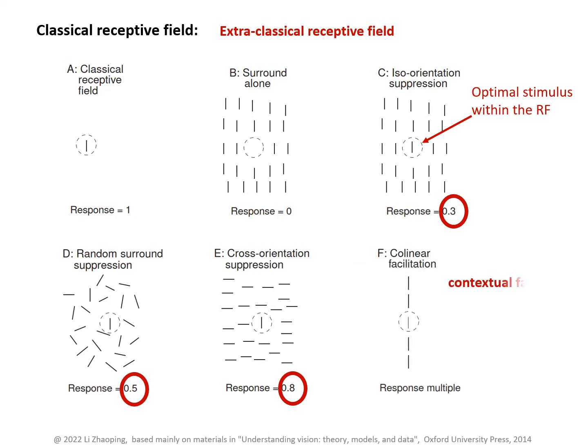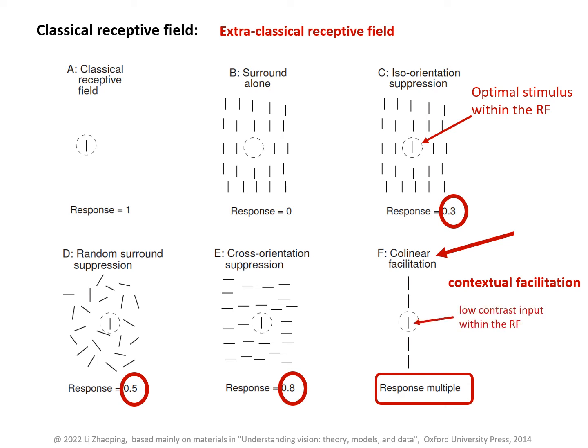Some contextual inputs can increase a neuron's response, and this is an example of collinear facilitation. The contextual bars outside the classical receptive field are aligned with the bar inside as if they are all part of a long line. This makes the neural response higher than the case without the contextual bars, and this is mostly when the bar inside the receptive field is weak in input contrast, so that by itself alone, it does not excite the neuron strongly.